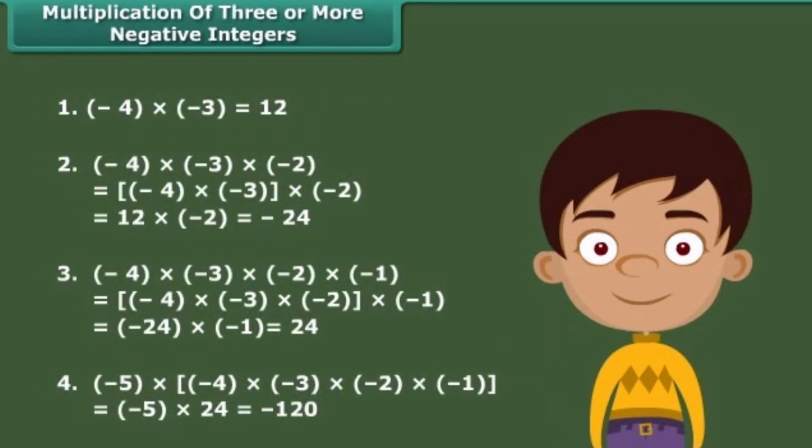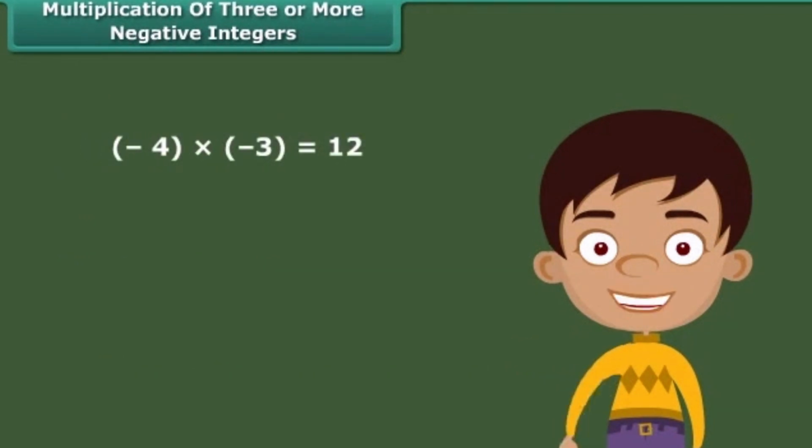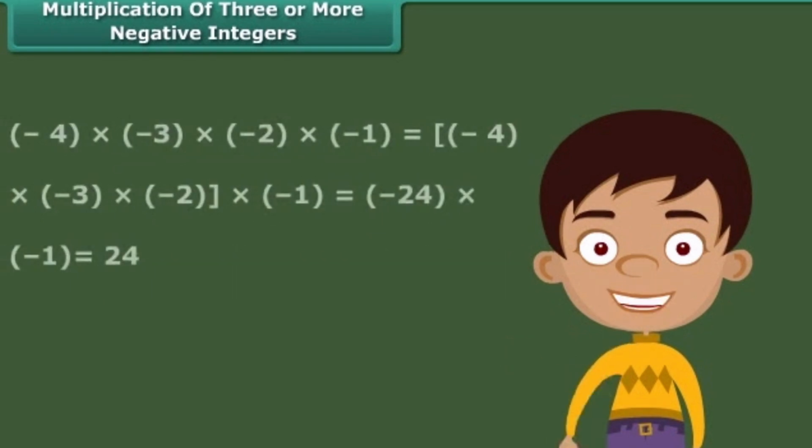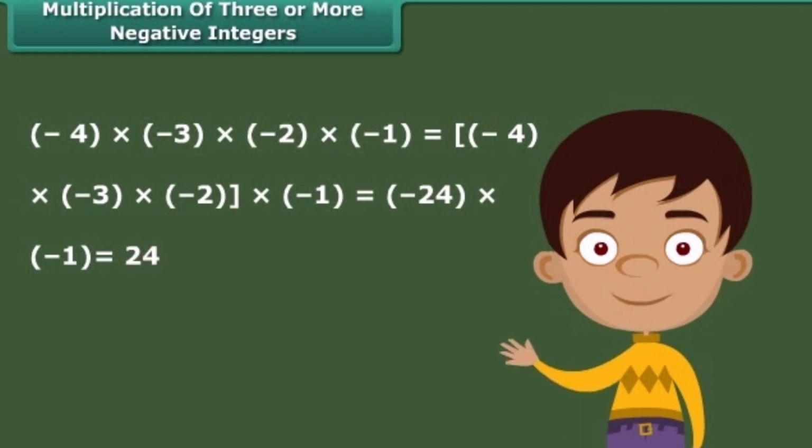Look at these examples. In the first example, two negative integers are multiplied. In the second example, three negative integers are multiplied. In the third example, four negative integers are multiplied. And in the fourth example, five negative integers are multiplied. From these products, we observe that the product of two negative integers is a positive integer. The product of three negative integers is a negative integer. The product of four negative integers is a positive integer.